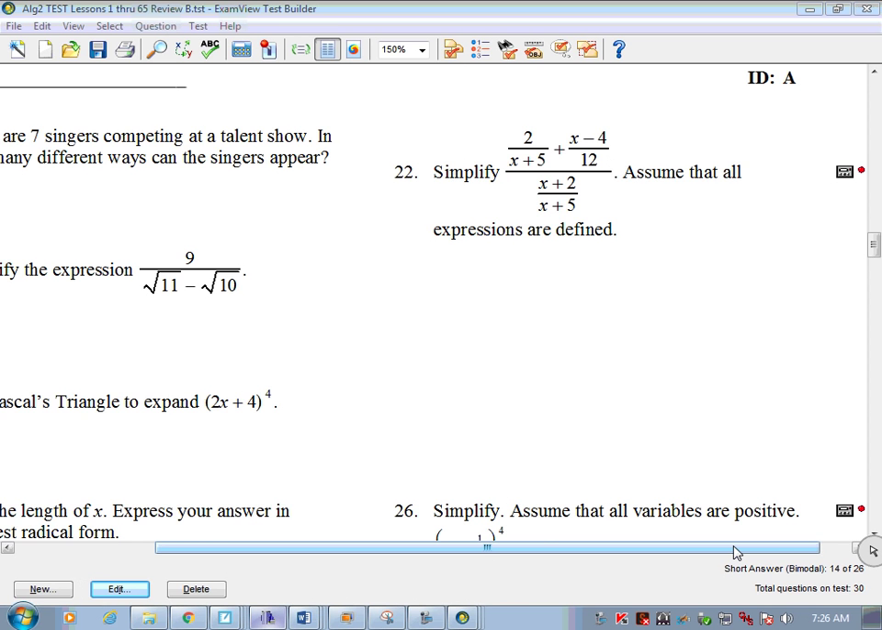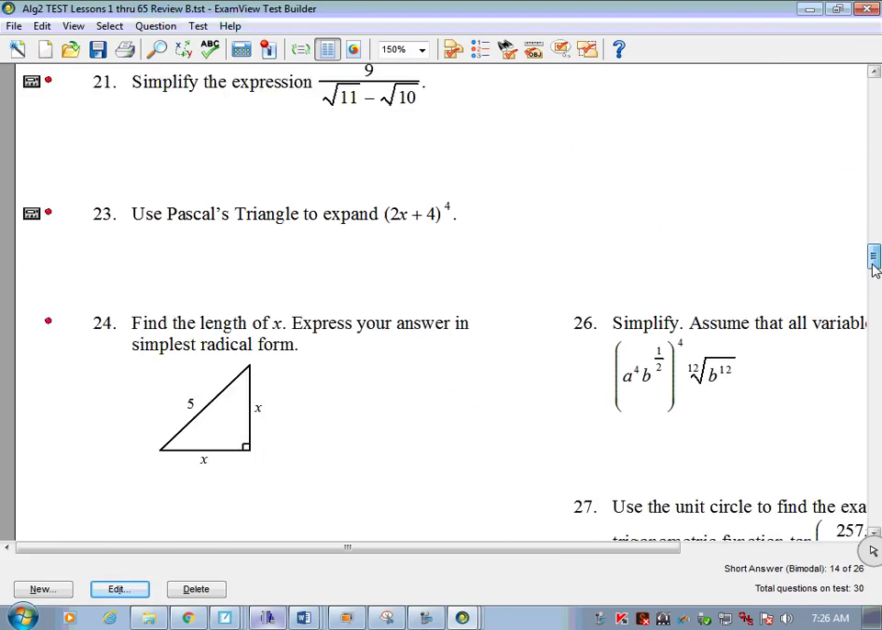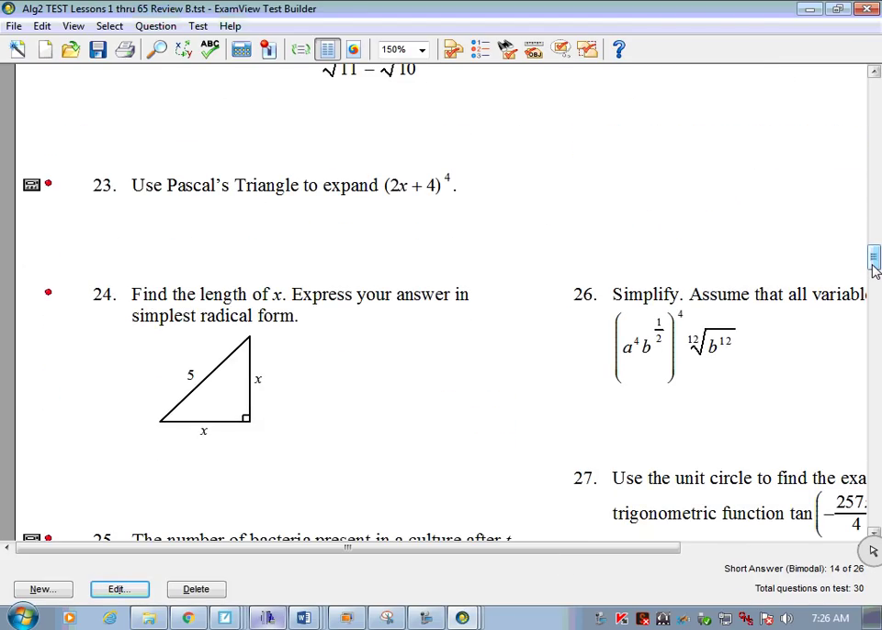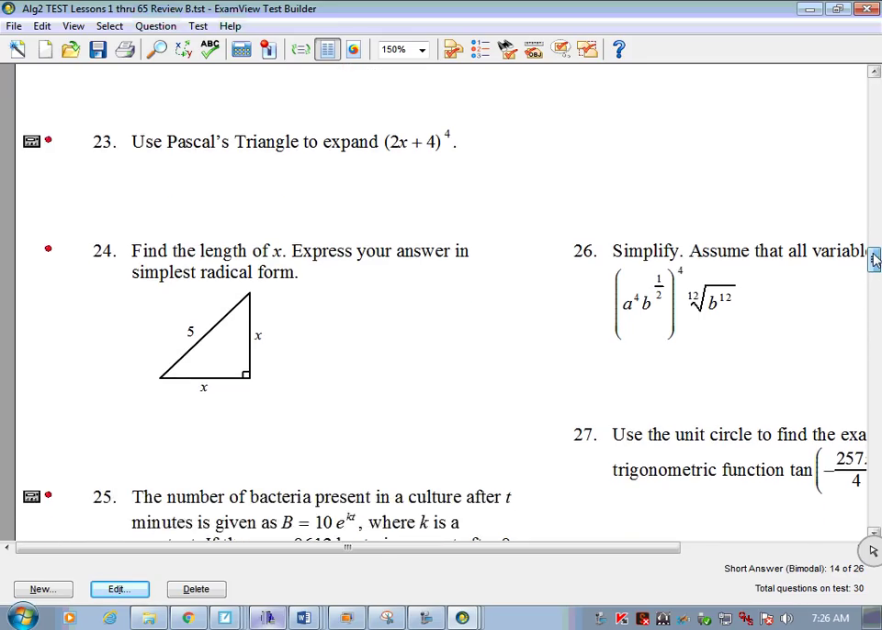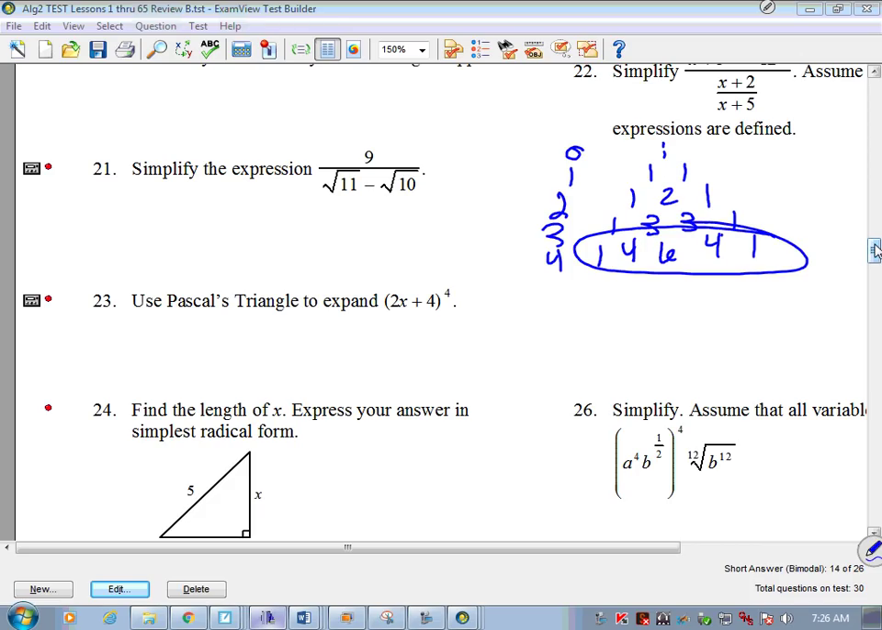All right, number 23. Use Pascal's triangle to expand. I'm fairly confident you won't see this question on a test. But to show Pascal's triangle, at 0 we've got 1, 1 we've got 1, 1, 2 we've got 1, 2, 1, 3 we've got 1, 3, 3, 1, 4 we've got 1, 4, 6, 4, 1. So that's what we would use there. 2x plus 4, we're going to take that to the fourth.